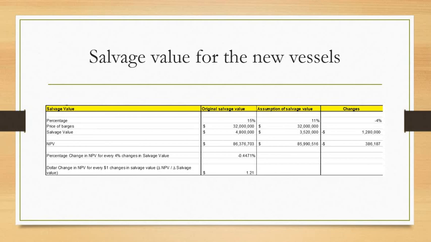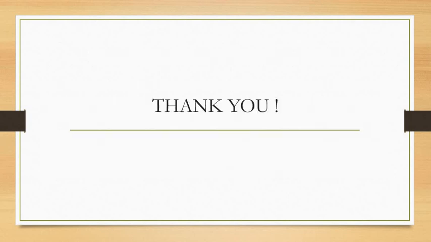85,990,516. After the change of negative 4%, the NPV is negative 386,187. The percentage change in NPV for every 4% change in salvage value is negative 0.4471%. In this, we can determine that the sensitivity of NPV if every $1 changes in salvage value, then the NPV will also change by $1.21. That's all for the assessment presentation.